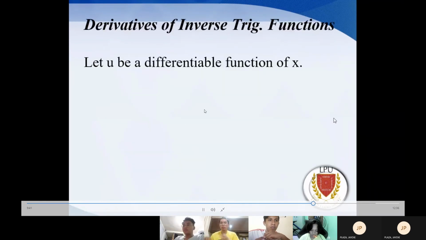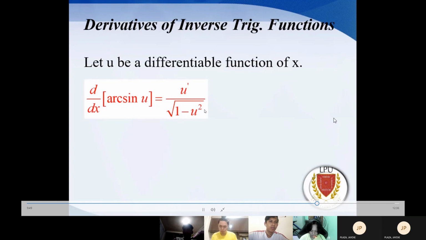Now, let us proceed to the derivatives of inverse trigonometric functions. Let u be a differentiable function of x, given the derivative of arc sine. Again, if you have an arc in the beginning of each trigo function, that means sine negative 1, cosine negative 1. Okay, you have a negative 1 as the exponent, or you read that as arc sine, arc cosine, and so on. So this will be our formula for arc sine. You have your u prime. When we talk about u prime, that would be the derivative of the given u. Okay, this is du as well. du or u prime is the same.